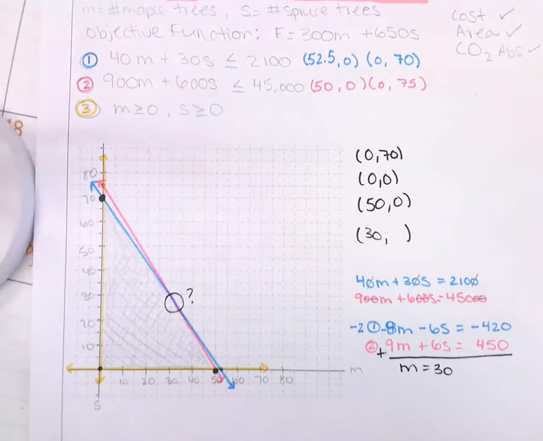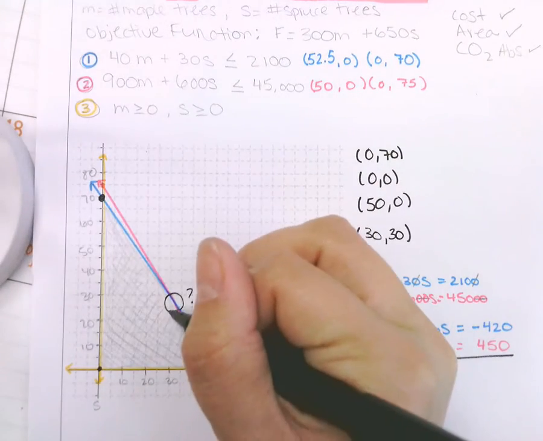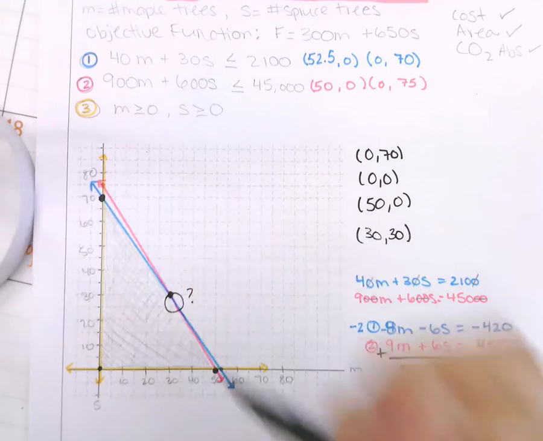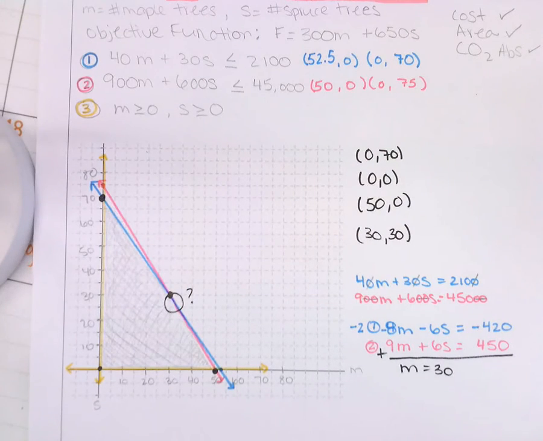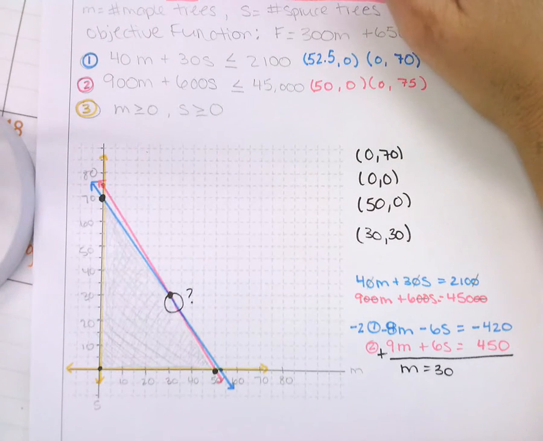If m is 30, what is s? 30. Also 30. Wait, really? Yeah. So at the intersection point, it's hard to tell sometimes, so when you're not sure, you should use substitution or elimination. Why is S also 30?